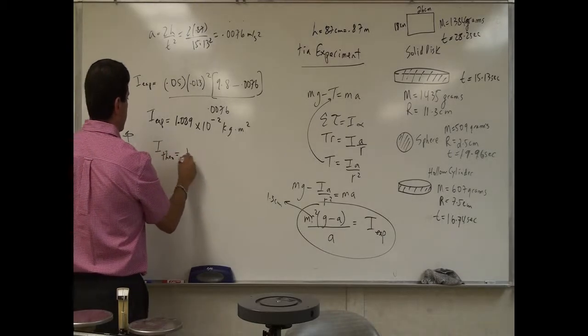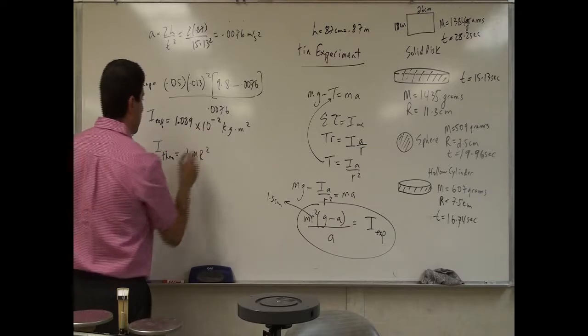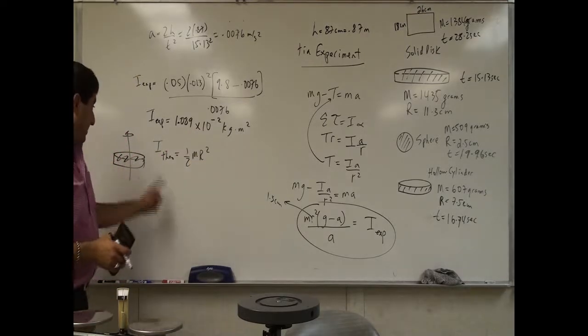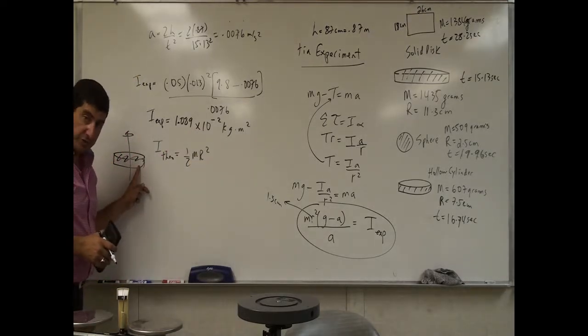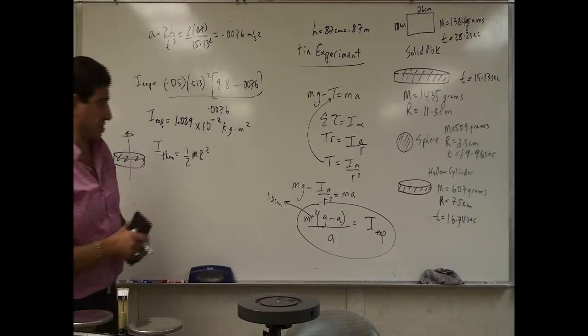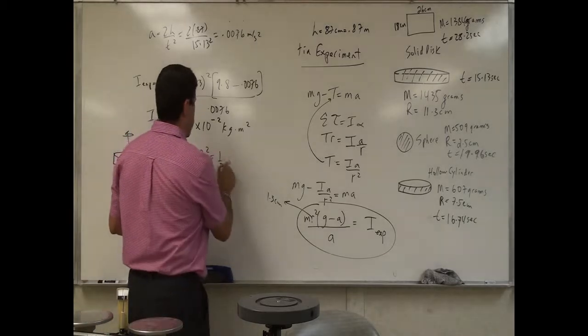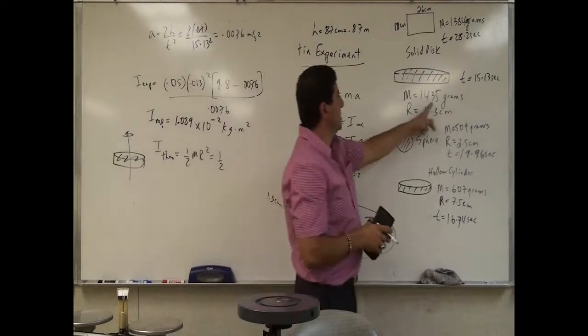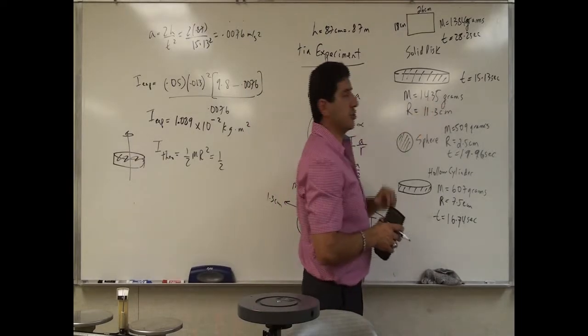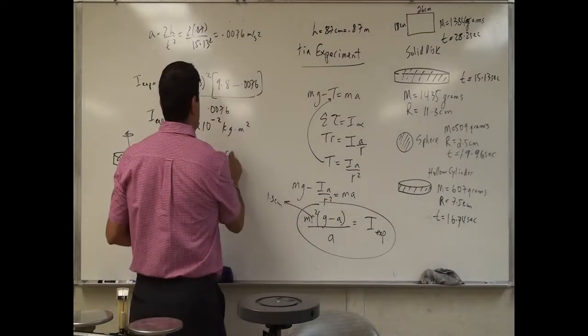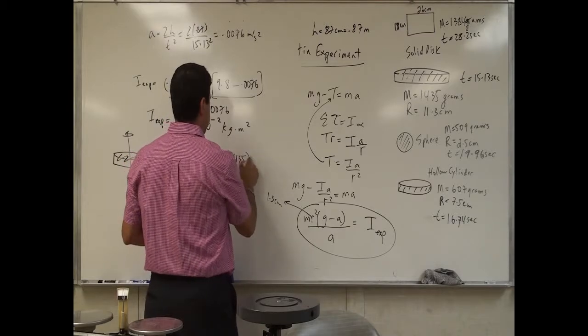I theory is going to be 1/2 mr squared. This one depends on the mass of the disk, the theoretical moment of inertia, and then the radius of the disk squared. So I'm going to have here 1/2. Mass of the disk is 1435 grams, so change that to kilograms. You're going to have here 1.435.